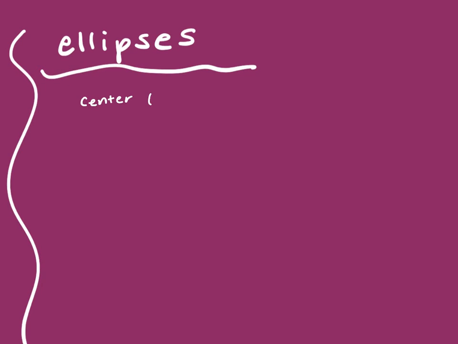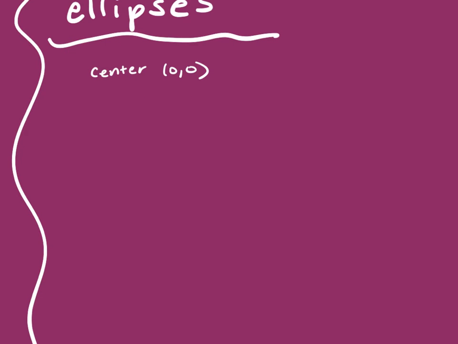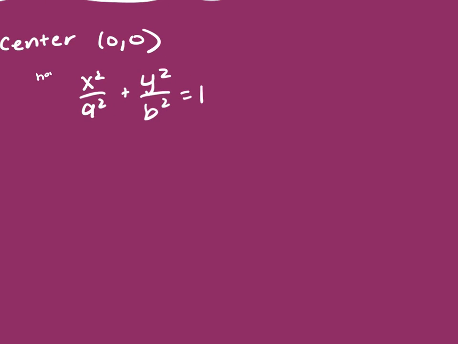But I have one more question about the problem. Okay, so if the center's at 0, 0, then my ellipse equation is x squared over a squared plus y squared over b squared equals 1. And this is horizontal. Or if it's vertical, it's y squared over a squared plus x squared over b squared equals 1.